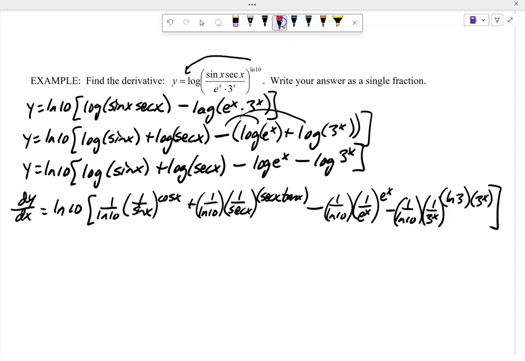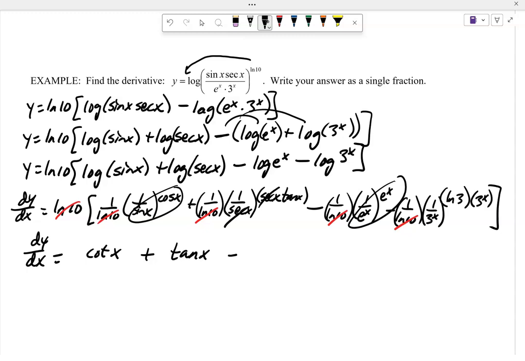Now notice when I distribute my natural log of 10 in the very front, it's going to cancel. See how it's going to cancel all those right there? So I'm done with that. So my dy/dx ends up being cosine over sine. I've got cotangent. Plus, notice these secants cancel right there. So I'm just left with the tangent right there. And then I've got, see how I've got e to the x over e to the x, so minus 1. And notice my 3 to the x's right here cancel. So I've just got a minus the ln of 3. So this cleans up pretty nicely after all.